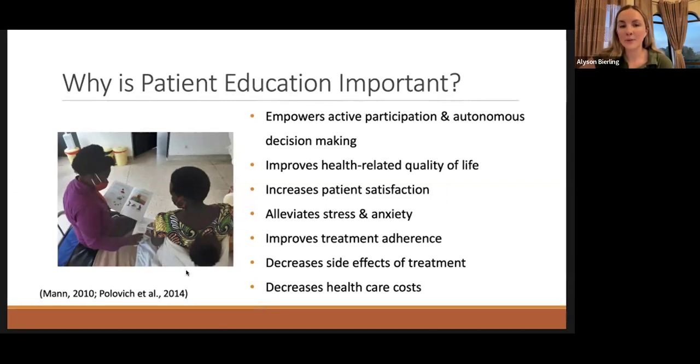Patient education has been shown to improve treatment adherence. Studies have also shown that it decreases the side effects of treatment, and additionally that it decreases healthcare costs. So a really important thing for all of us to be thinking about, whether we're a nurse or a doctor or a pharmacist, anyone on the healthcare team is able to provide this education and contribute to these important outcomes.